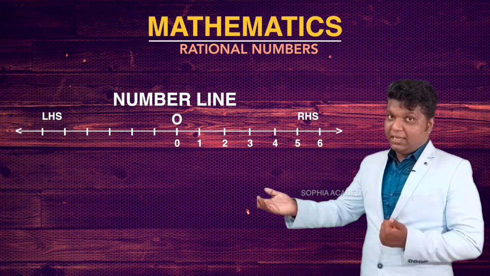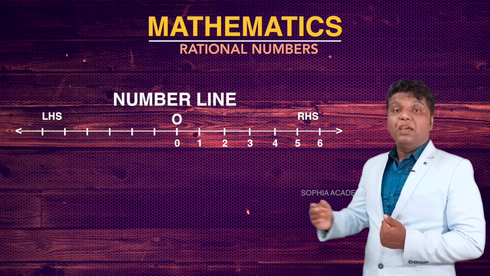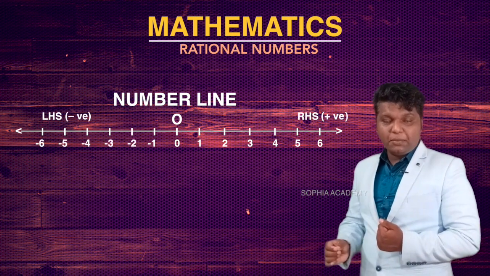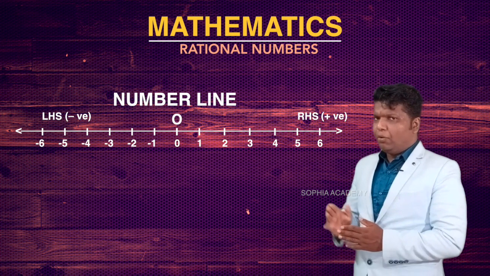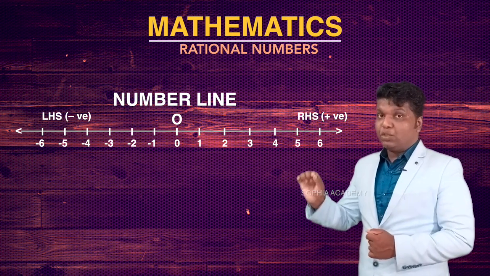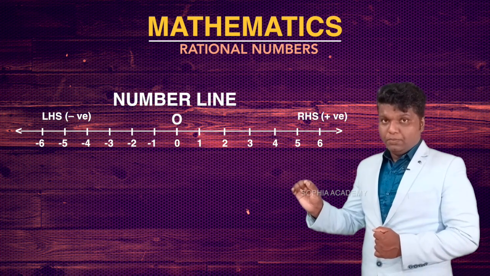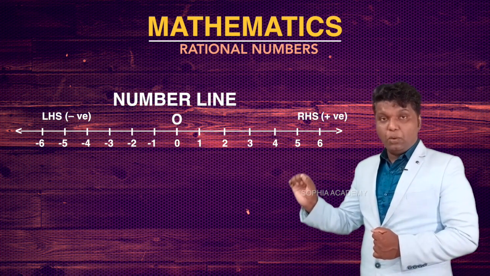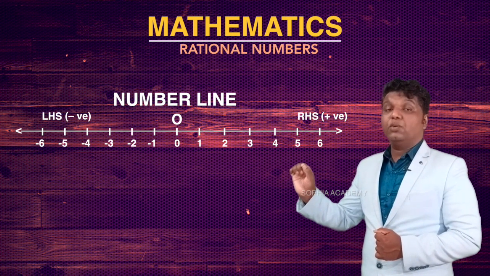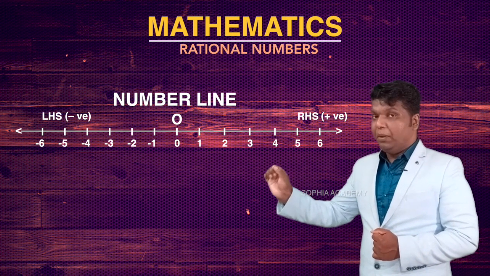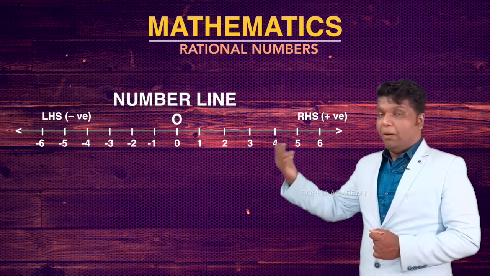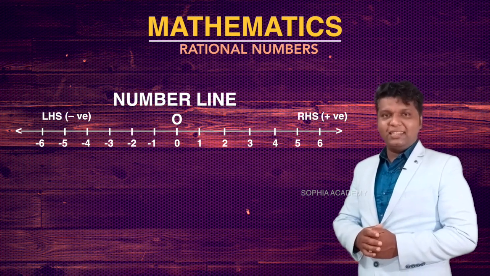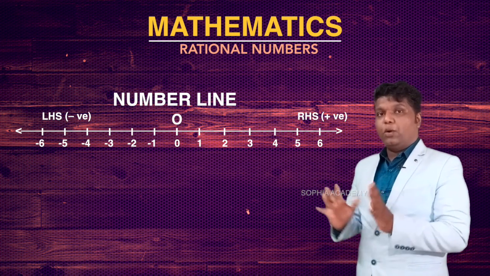What about the left hand side? The left hand side of 0, we will take it as negative numbers. We will represent the negative numbers there on the left hand side. How will you represent them? The point which lies very near to O, the point which lies very near to the origin, that will be the first one. So it is -1. Next one will be -2, and the next one -3, -4, -5, -6, like that. Okay, so this is what we call a number line.